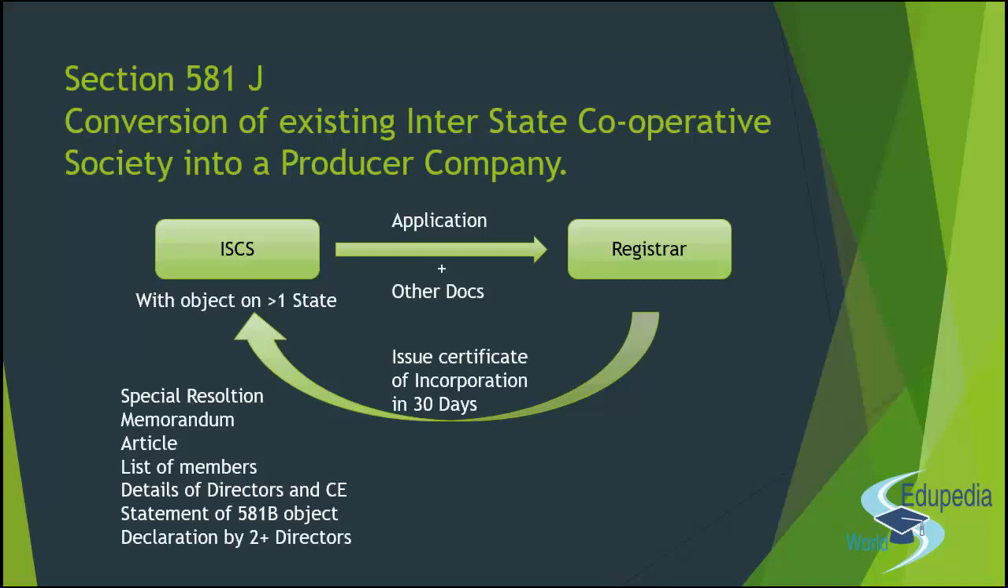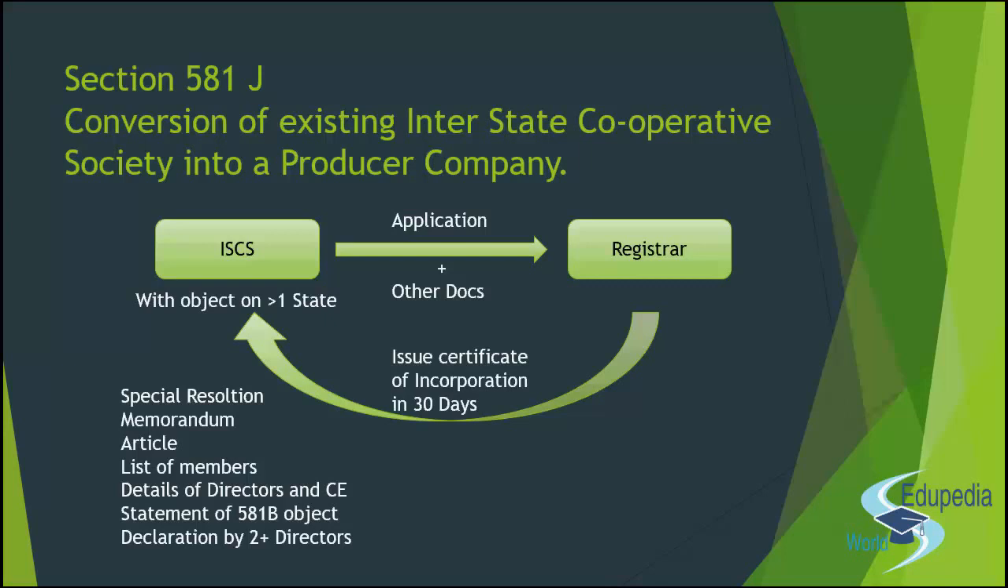And at the end, there should be a declaration by 2 or more than 2 of the directors who are certifying that all the documents and the particulars which have been mentioned in the above documents are all correct. So now it becomes the responsibility of the director to check it, right? Because he will be legally liable if there is anything that goes wrong, right? So these are the documents that will be attached along with the application and forwarded to the registrar.